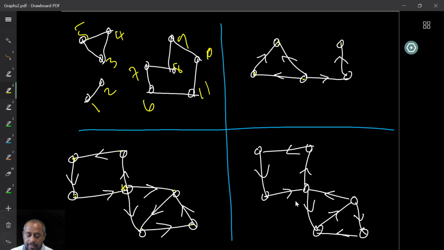What about this? Well, this looks very similar to the previous one, but in this case, it is strongly connected because I can go from this vertex to any of these vertices, as well as I can go from this vertex to any of these vertices. And similarly, I can go from this vertex to any other vertex because I can just go from here to here, and then go here, and go to any of these. So therefore, this is actually strongly connected. This is not strongly connected. This is not strongly connected. And this is not connected.